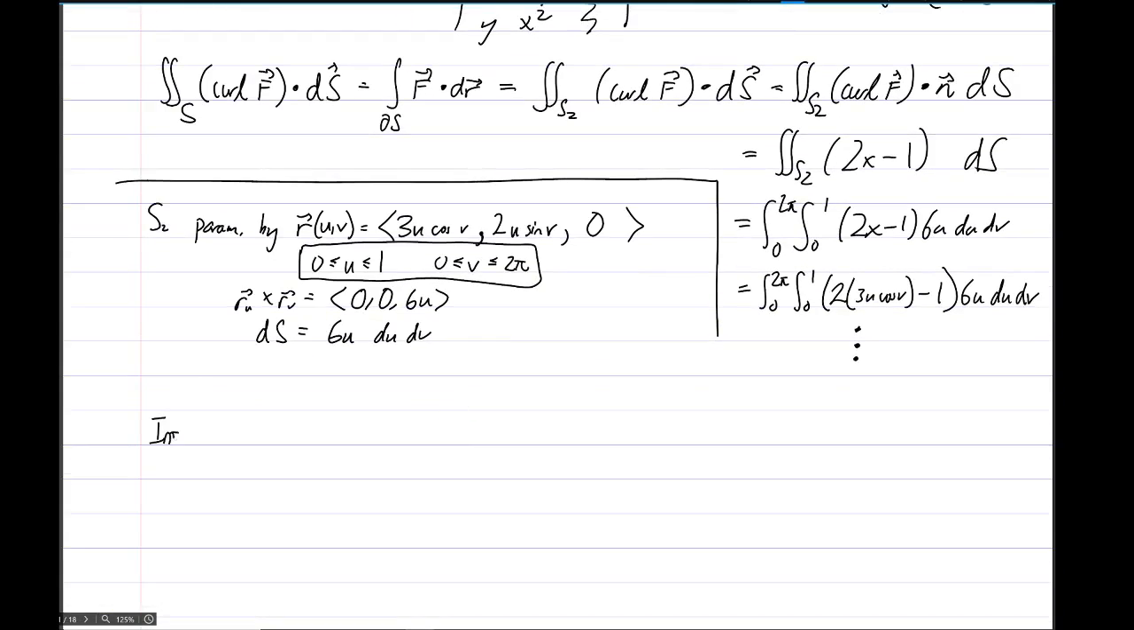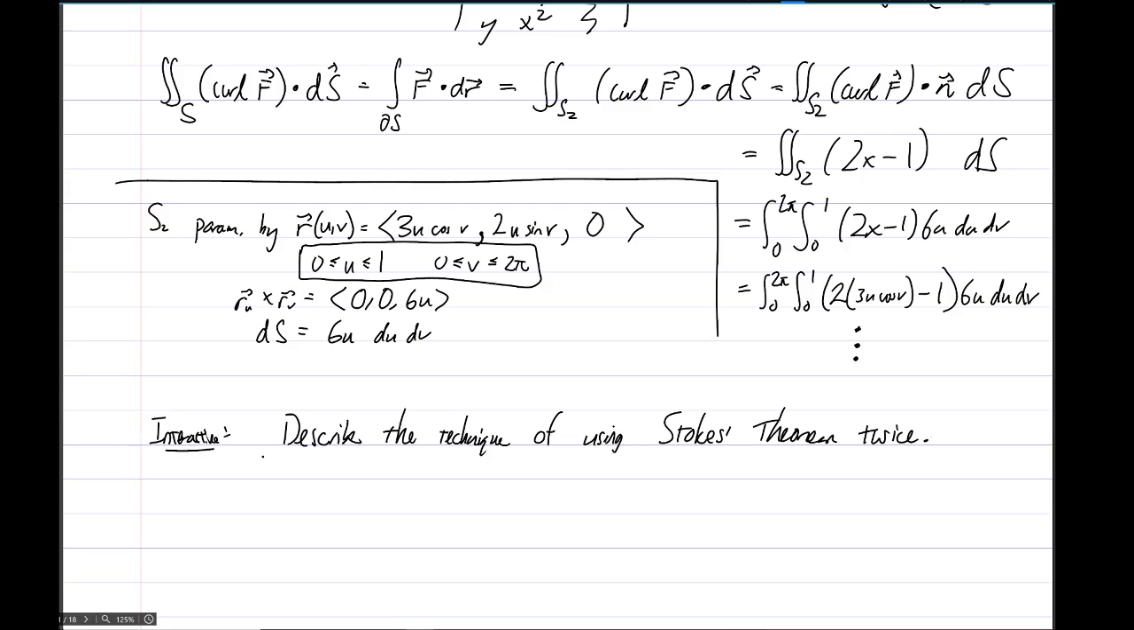So for an interactive question, what I'd like you to think about is the following. Describe the technique of using Stokes' theorem twice in the same problem. Please note that three different integrals are involved.